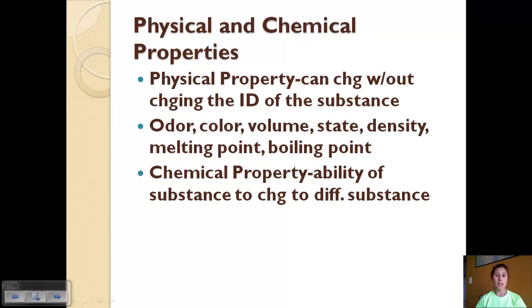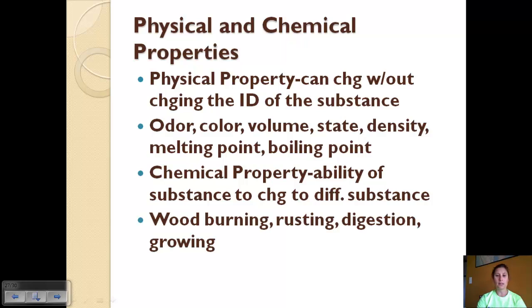Let's talk about chemical properties. A chemical property is the ability of a substance to change into a different substance. So it's how reactive the substance is. Burning wood, rusting, digestion, growing, these are all chemical properties. So now let's take those physical and chemical properties and talk about what happens when we change them.